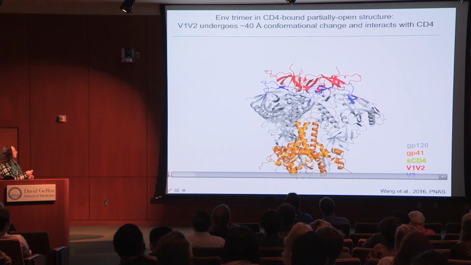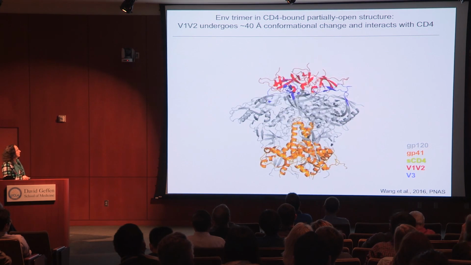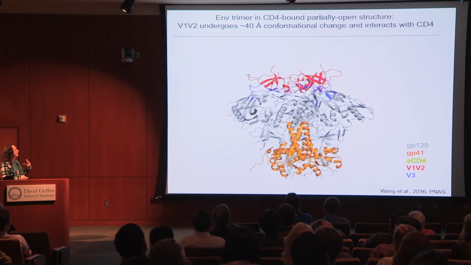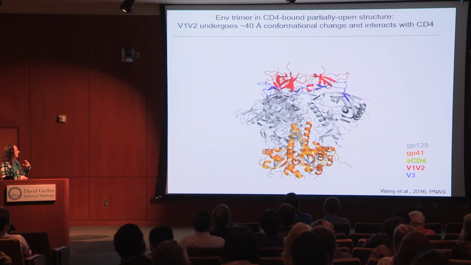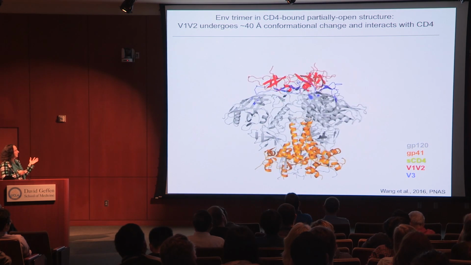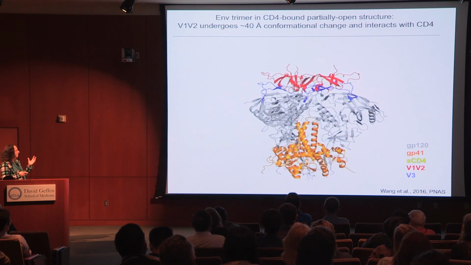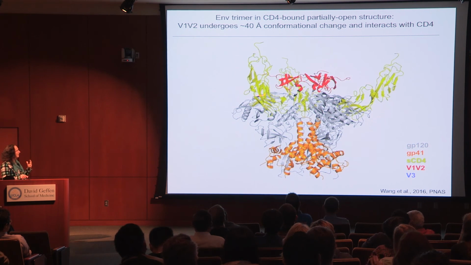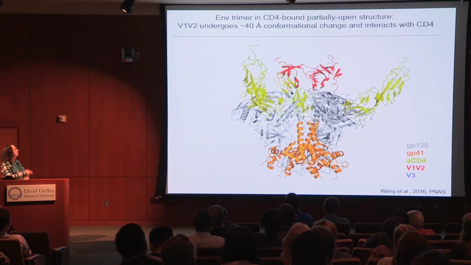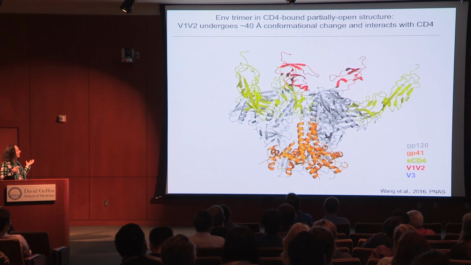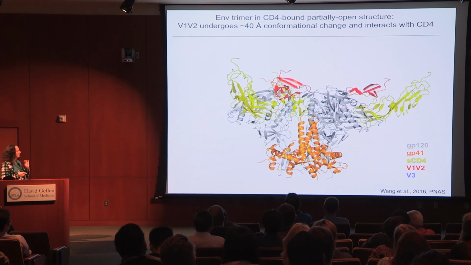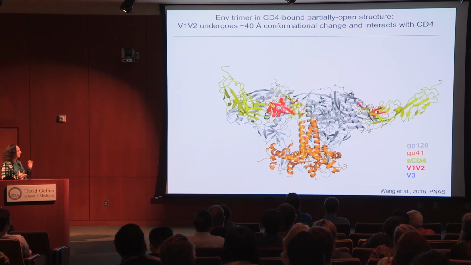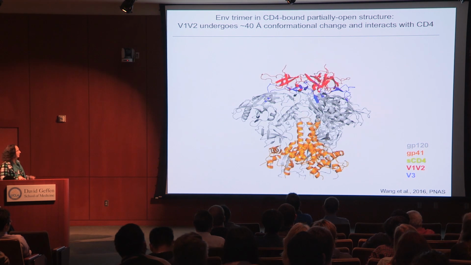So this is the structure of the closed trimer, and it's got V1, V2 loops at the top, and they hide the blue part, which is the co-receptor binding site. They hide it so that the co-receptor won't bind unless CD4 first binds. Now, when CD4 comes in, it binds here, and V1, V2 moves by over 40 angstroms. So the final structure that Hao-Ching solved is the end result here. The rest is an animation.